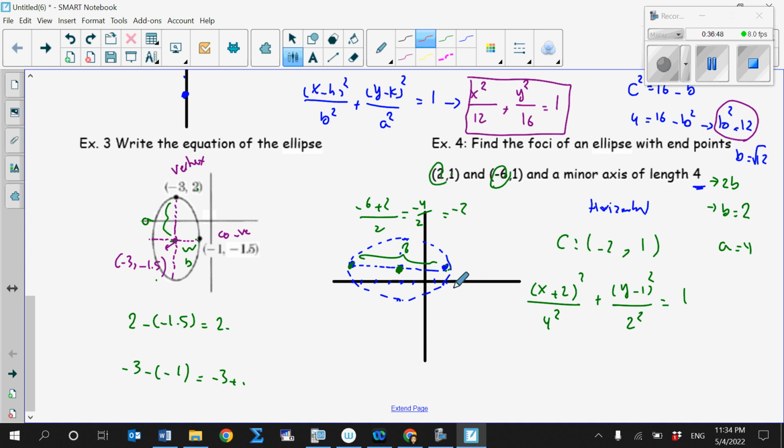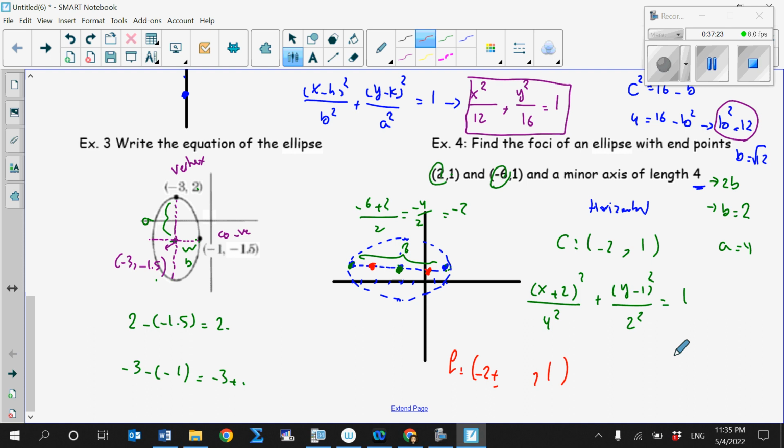Now, how do I find the focus points? The focus points are going to be somewhere, let's say, like here or here. This is basically not accurate. I'm just saying it could be somewhere between these 2 points. Now, how do I find it? The focus points, because they are on the same horizontal line as the center, have the same y value. Y value is going to be 1. But what is the x value? That's going to be x of the center, which is -2, plus and minus c value.